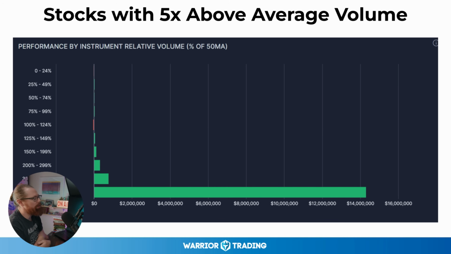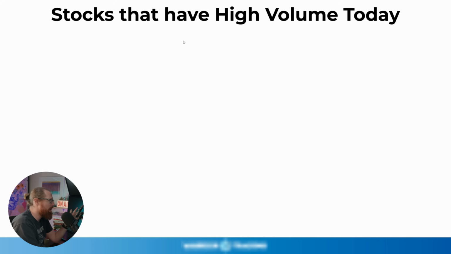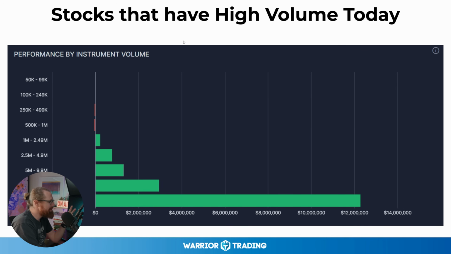They have it typically because there is breaking news. But from a technical perspective, if I'm looking for a stock to trade, I can pretty concretely rule out that if it doesn't have at least 5 times above average volume, it's not worth touching. And then second is I do better when the stocks also have high total volume today.